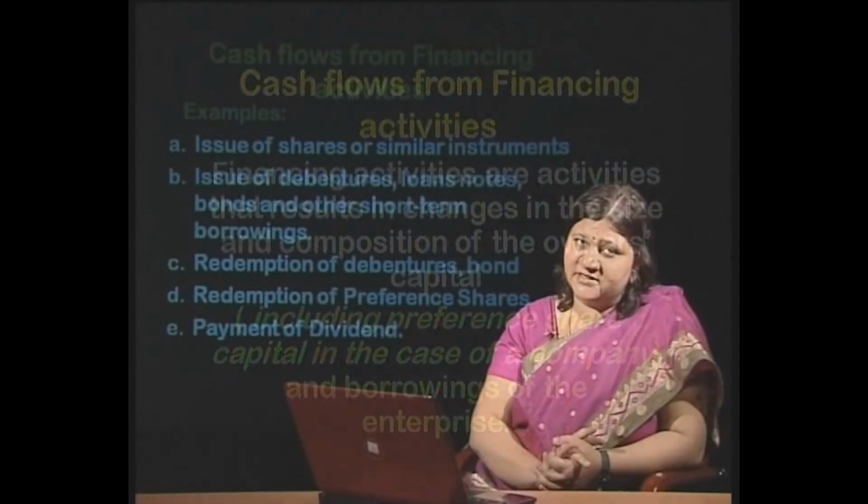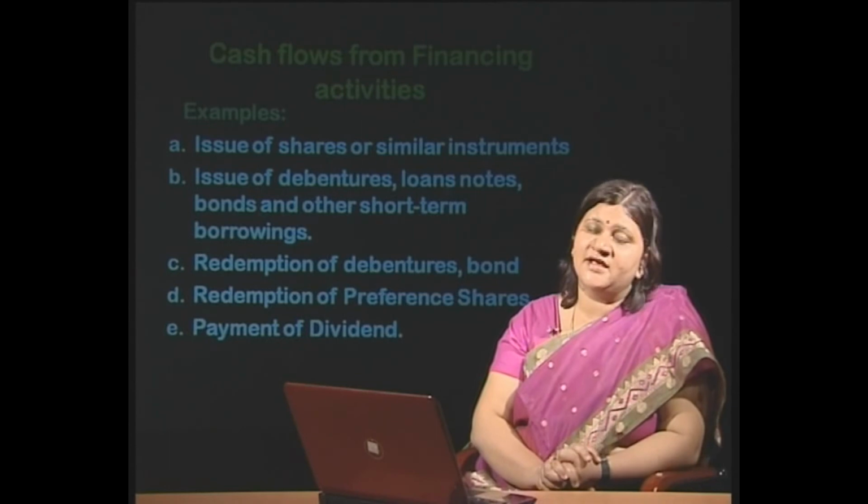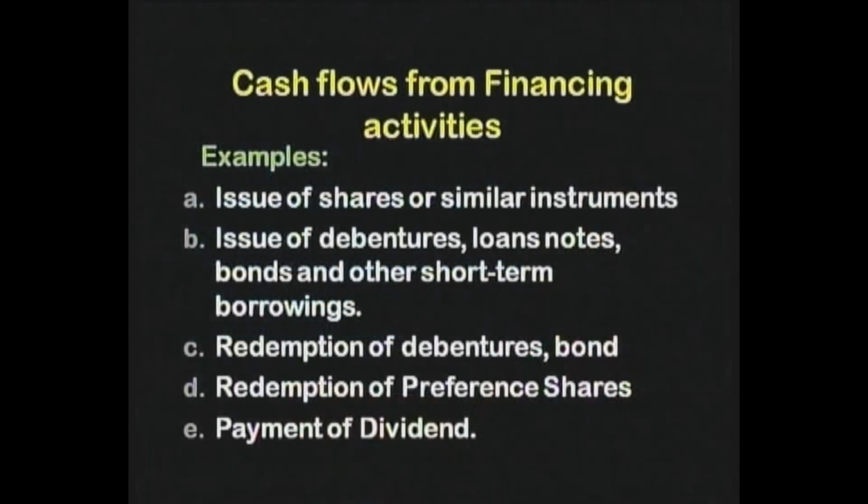Let us highlight certain examples so that we can clearly classify the activities under the head cash flows from financing activities. The first one is issue of shares or similar instruments such as stock. Issue of debentures, loan notes, bonds and other short term borrowings. Redemption of debentures, that means paying back the capital invested to the debenture holders, and bonds. Redemption of preference shares, that is paying back the preference shares, and payment of dividend. So, they shall all fall under financing activities.